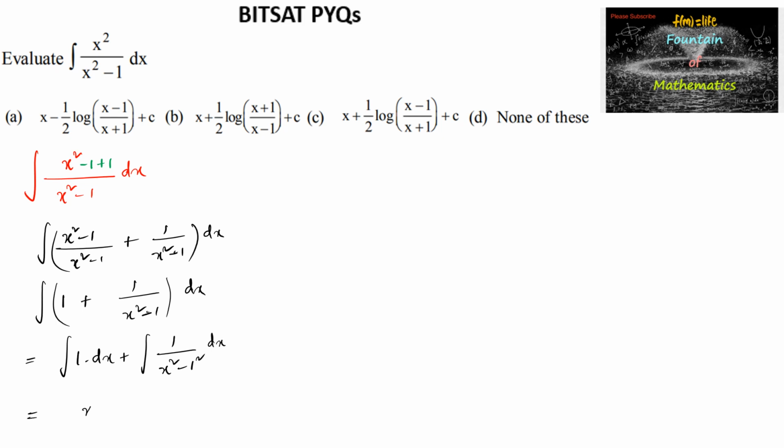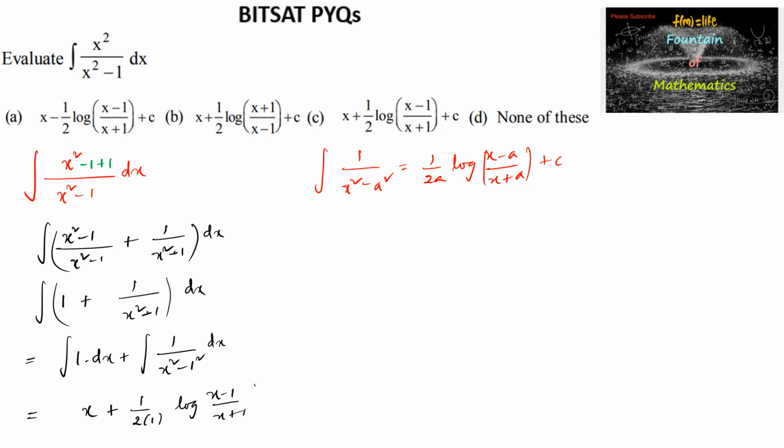So the integration of 1 dx is x plus, and we know that the integral of 1 upon (x square minus a square) is equal to 1 by 2a log of (x minus a) upon (x plus a) plus c. So here we can write 1 upon 2 into 1 log of (x minus 1) upon (x plus 1) plus c, that is x plus 1 by 2 times log mod of (x minus 1) upon (x plus 1) plus c is the answer. So which is option C. Option C is the answer.